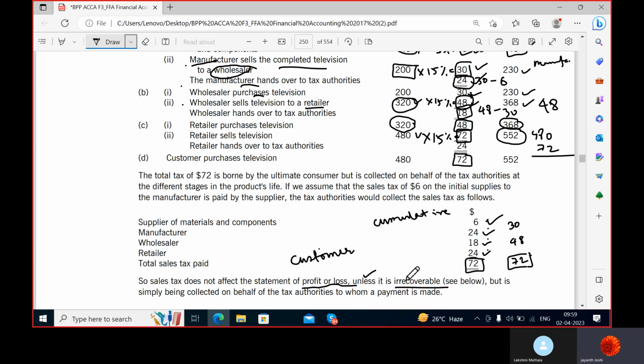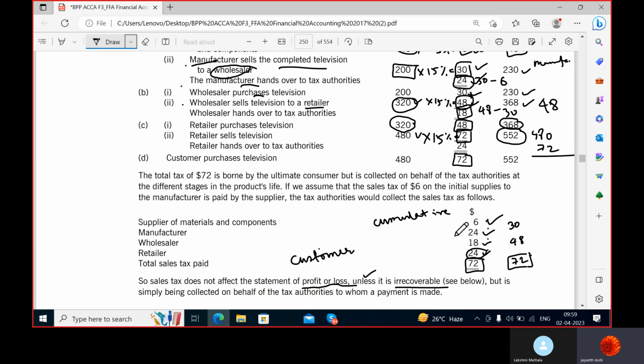But one more thing is to be made clear. If it becomes irrecoverable, that means like this retailer was not able to recover this $24 from the purchaser, in that scenario, definitely he may show this as a loss. Okay. But otherwise it is simply being collected on behalf of tax authorities.